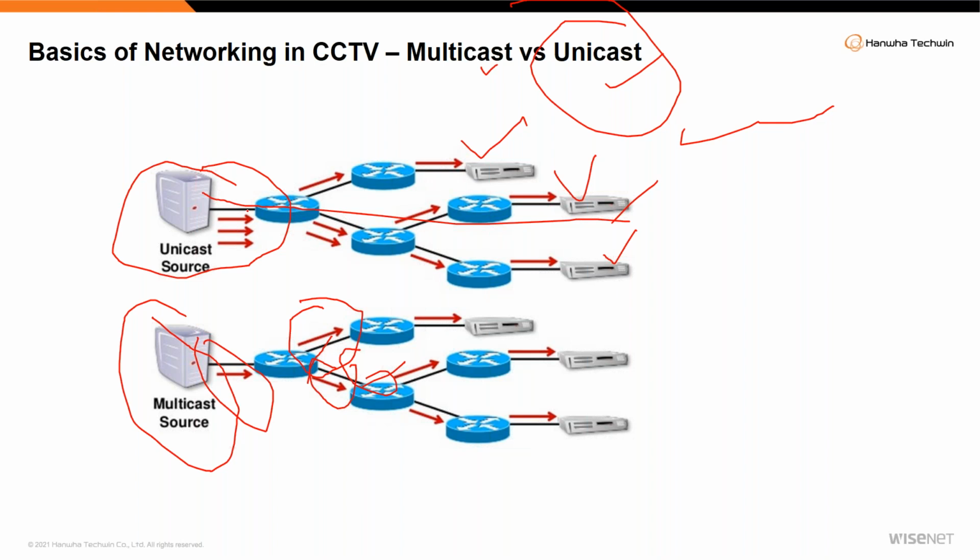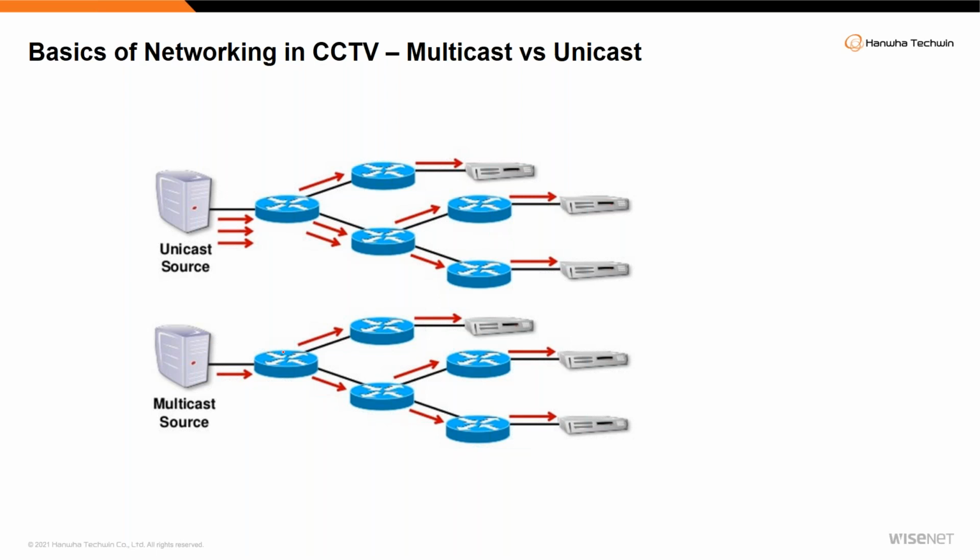So if multicast is happening by the server, the camera will still send in unicast, but the copying is done by the server. Let me show you here. Imagine this is the server, not a switch. Let's say this is the server, and these are clients, client PCs.